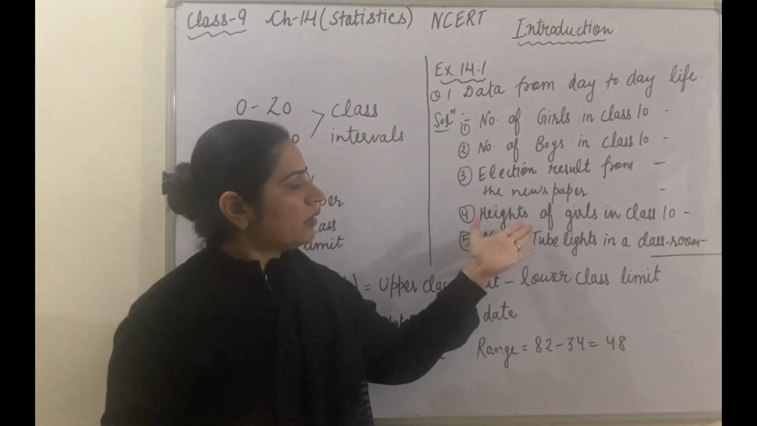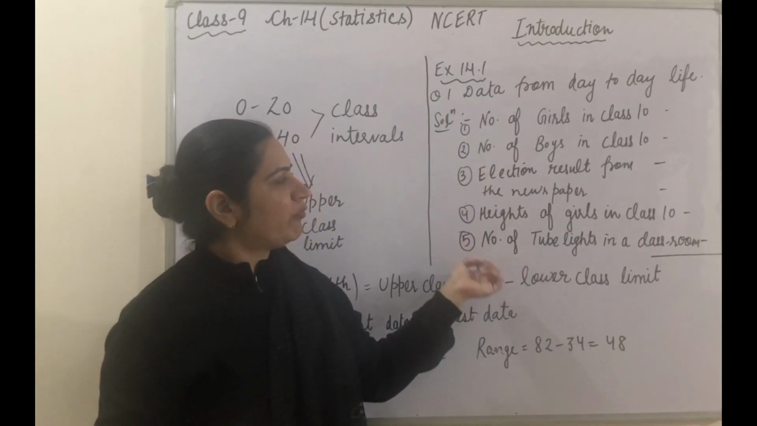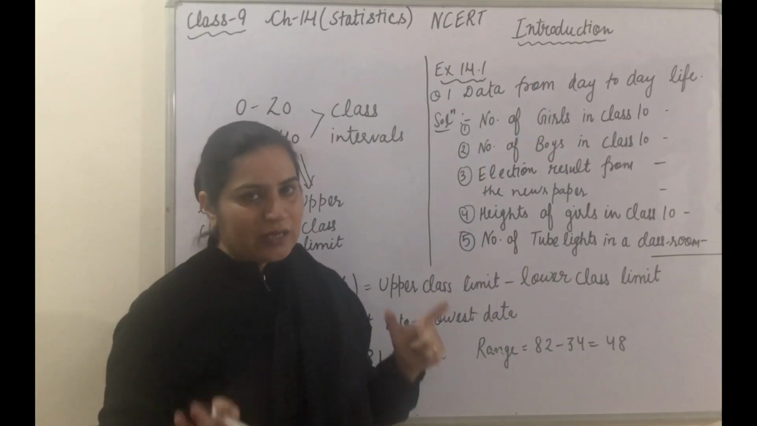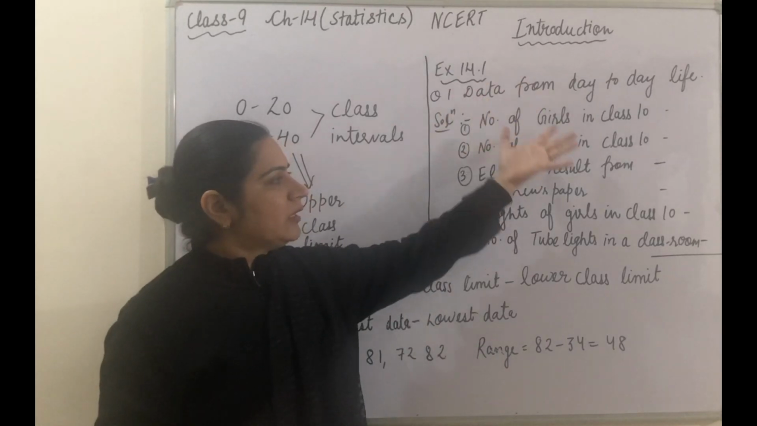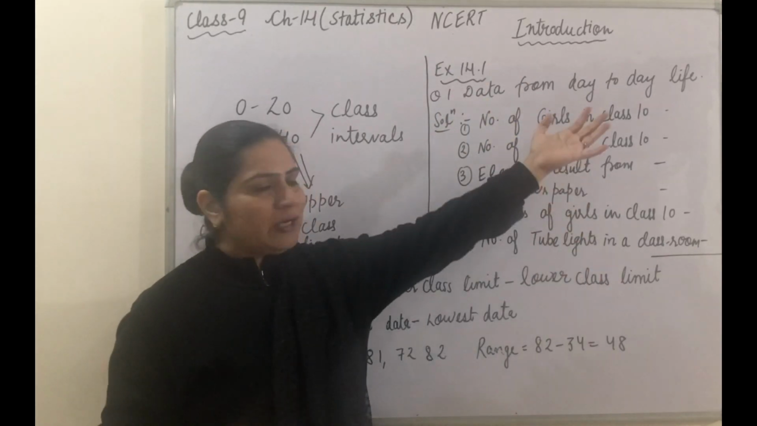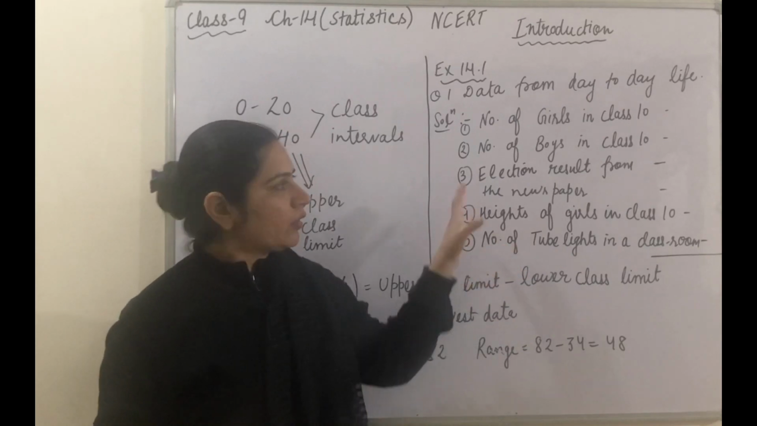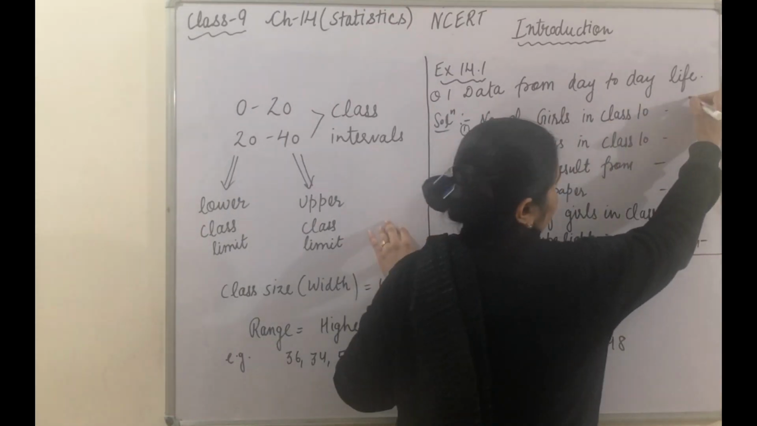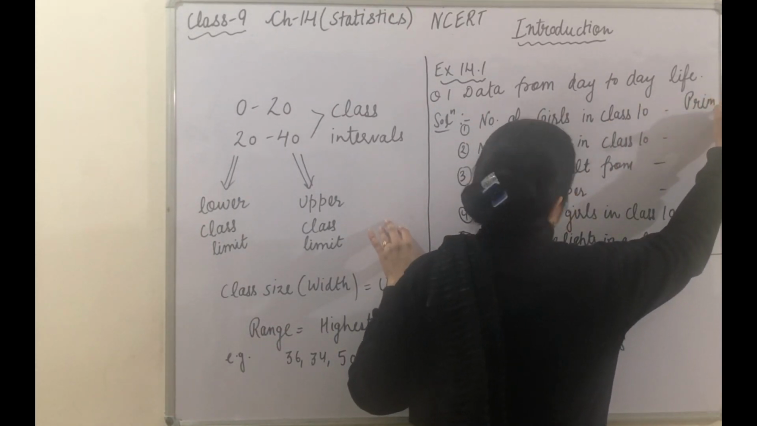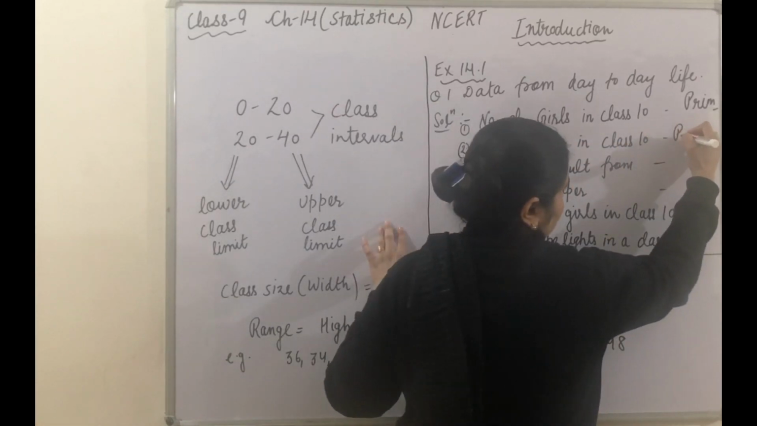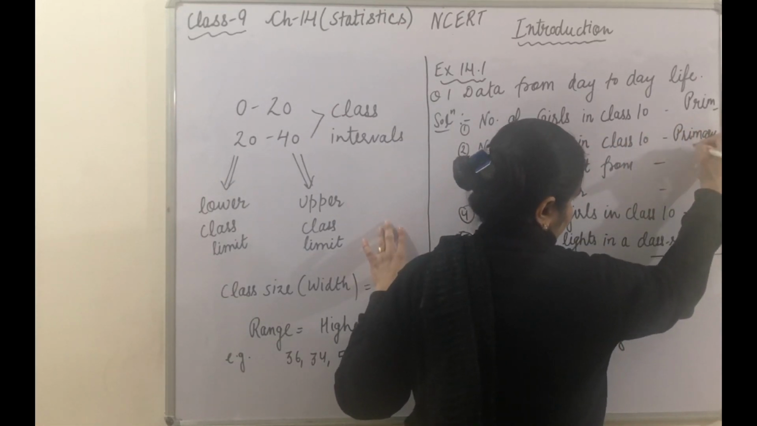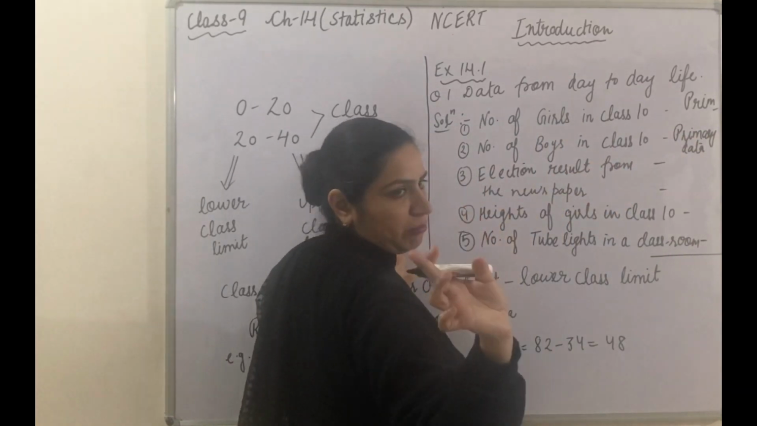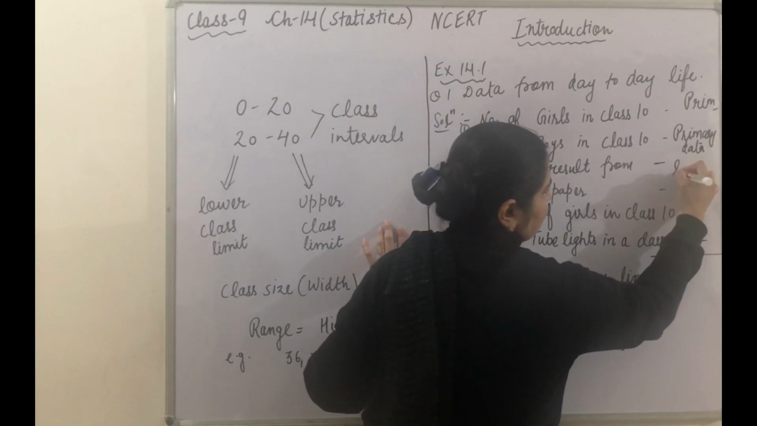In the first question, we only have to write down 5 examples from our day-to-day life. And in the second question they are asking whether these examples are primary data or secondary data. Here the number of girls I have collected, so it is called primary data. Number of boys is also primary data. The third one, election result from the newspaper. The newspaper is the source, so this is called secondary data.